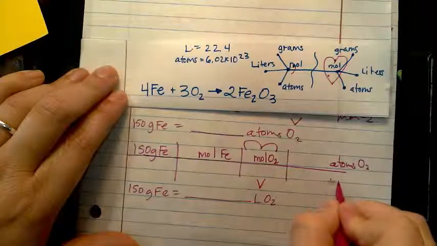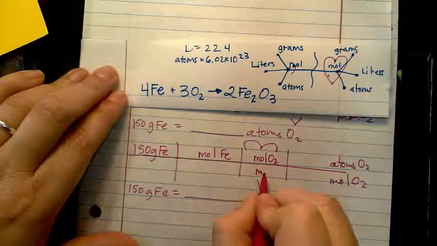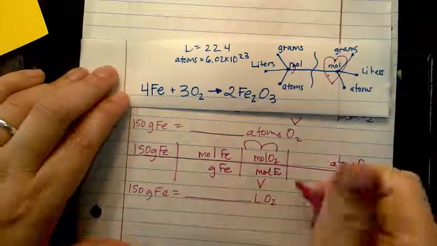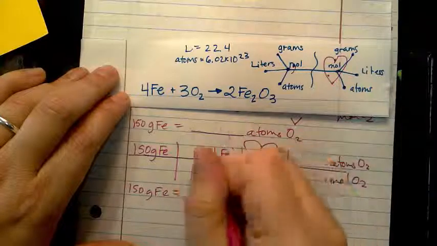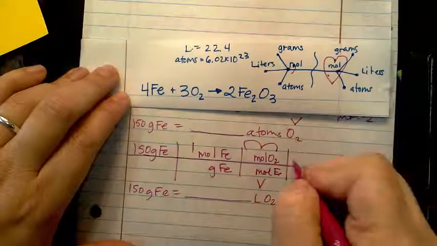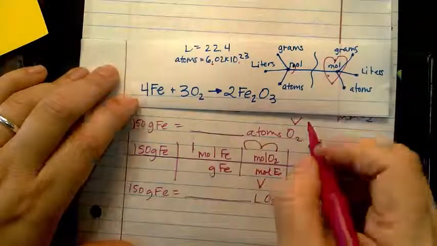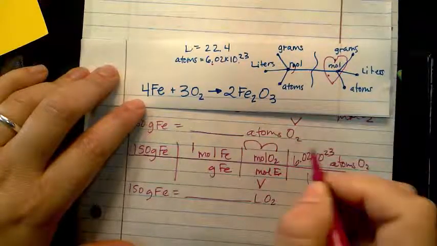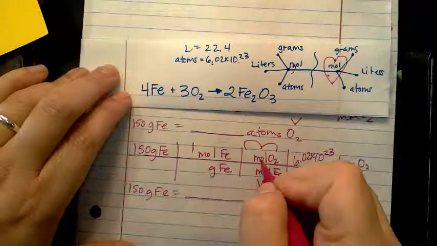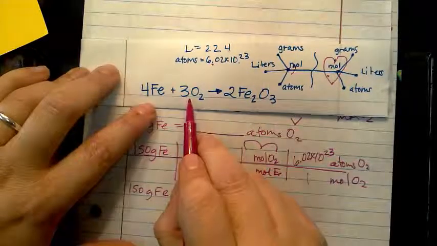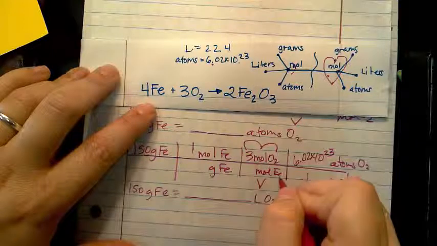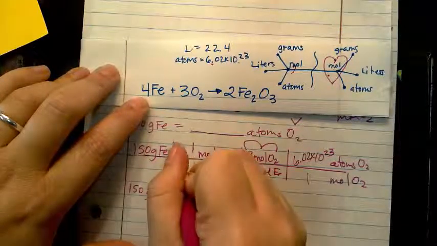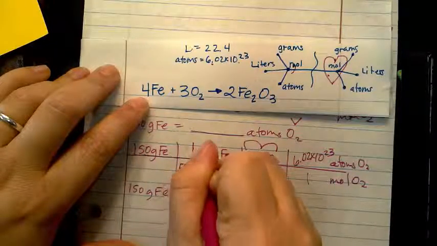And now I'm going to move everything down and to the right, and I'm going to start filling it in. Remember, if it's a mole and it's not in the heart, it's a 1. If it's an atom, it's going to be the 6.02 times 10 to the 23rd. The moles of O2 from our balanced equation, you're going to have to go over here. It's going to be a 3. And the mole in front of the Fe is a 4. And the molar mass of Fe is 55.845.